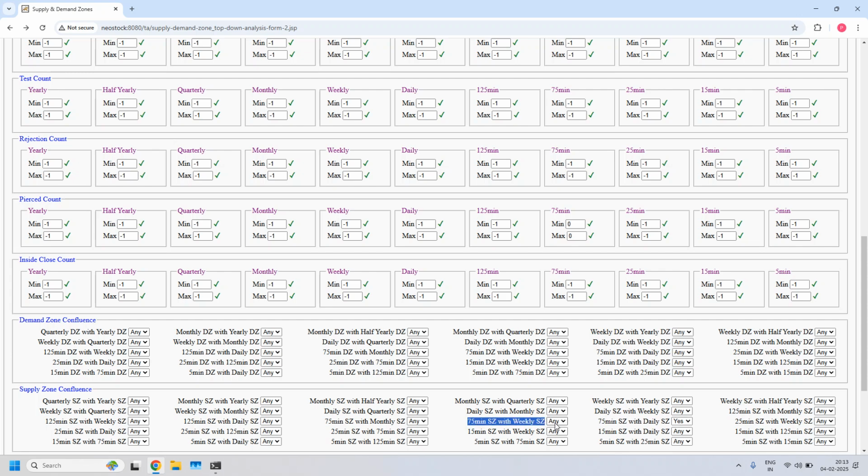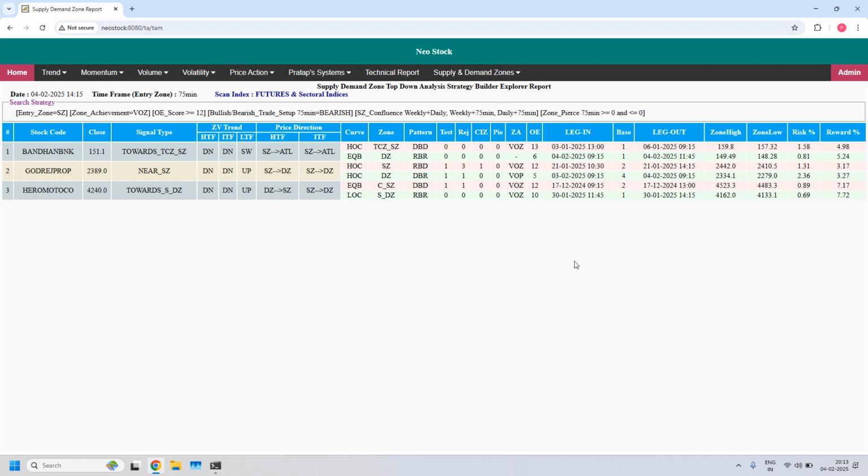Second filter, 75-minute supply zone with weekly supply zone confluence. Third filter, daily supply zone with weekly supply zone confluence. With all the 3 filters, we got 3 stocks.